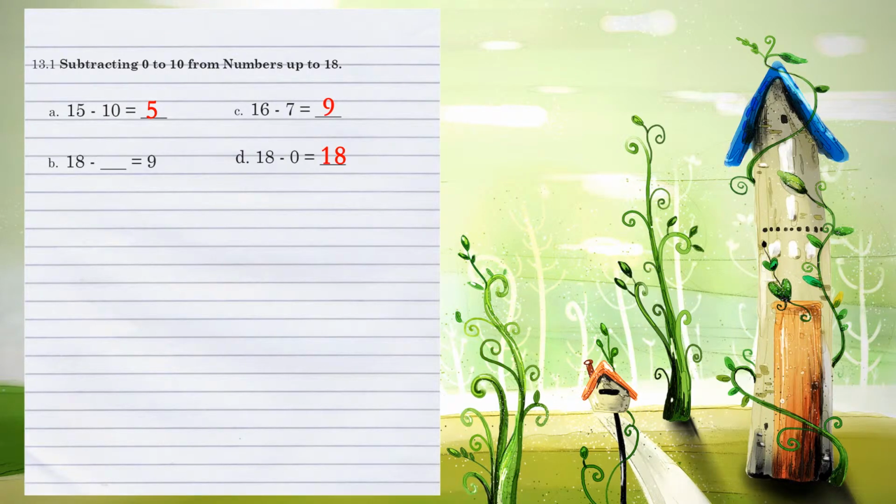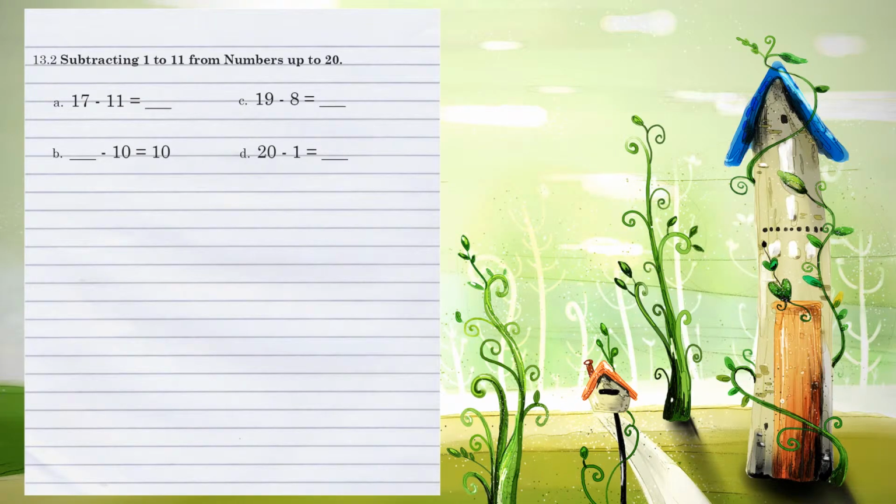Example B. 18 minus what number equals 9? Because adding is the opposite of subtracting, you can also ask yourself, 9 plus what number equals 18? That might be a little bit easier to think about, because 9 plus 9 equals 18. So 9 is what we are subtracting.